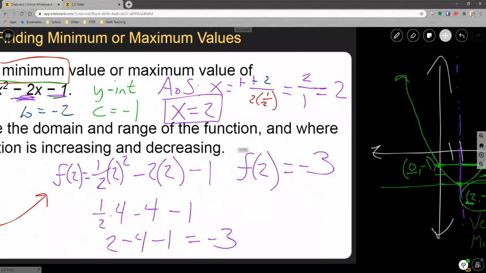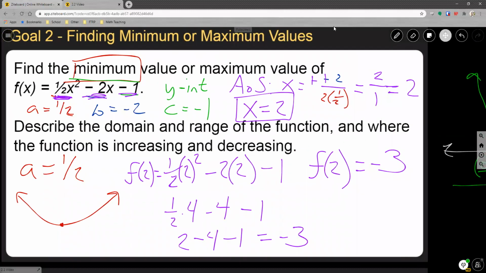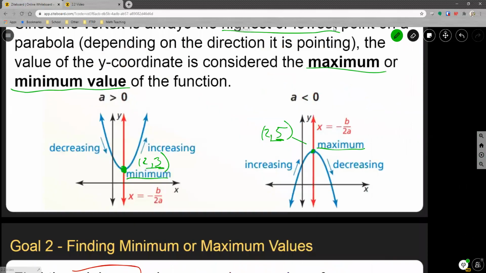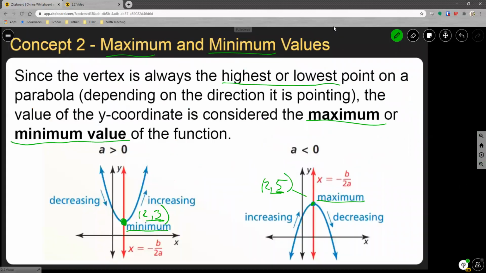All right, so that's the first part. We wanted to find the minimum value or the maximum value. There was not a maximum value because it was a parabola that's pointed up, but we found the minimum value, and that's at y equals -3, right at the vertex of the graph. Now, we also want to describe the domain and range of the function and where the function is increasing or decreasing.